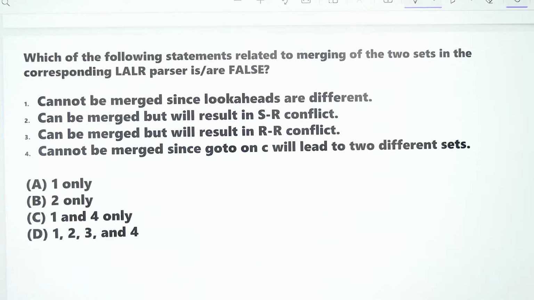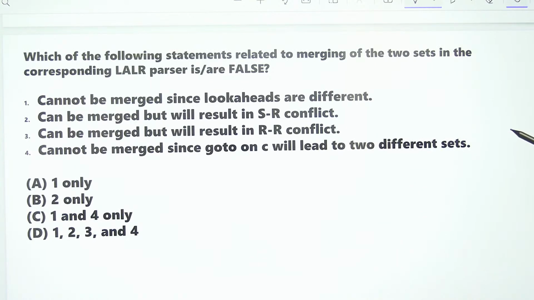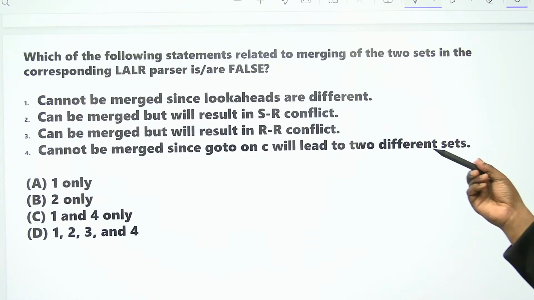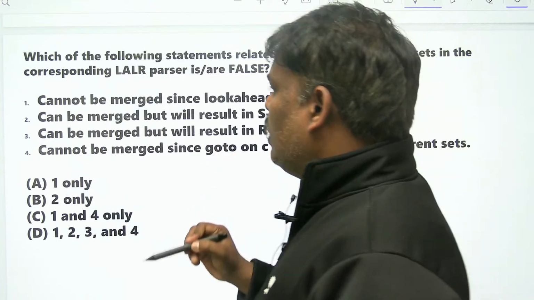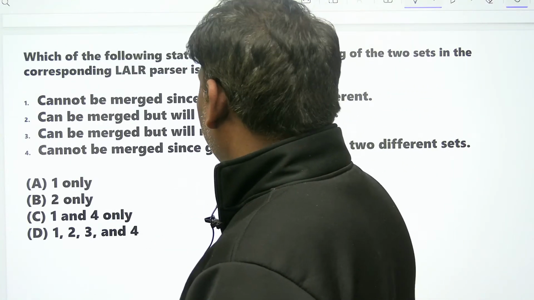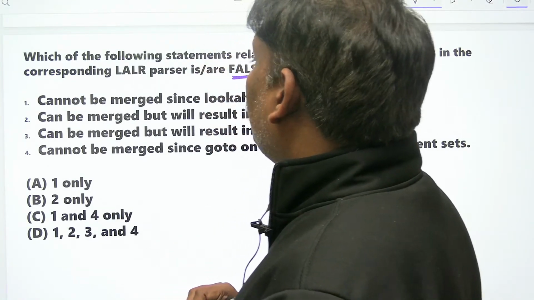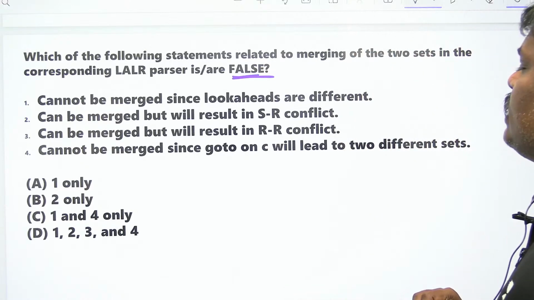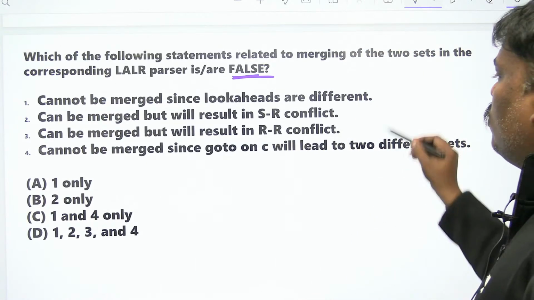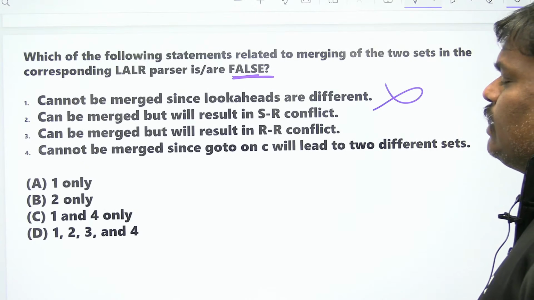So some options are given. Which one of the following statements related to merging of the sets in the corresponding parser is false? False is being asked. See the first one: cannot be merged since lookaheads are different. So wrong, you can merge. That is the reason we are merging.